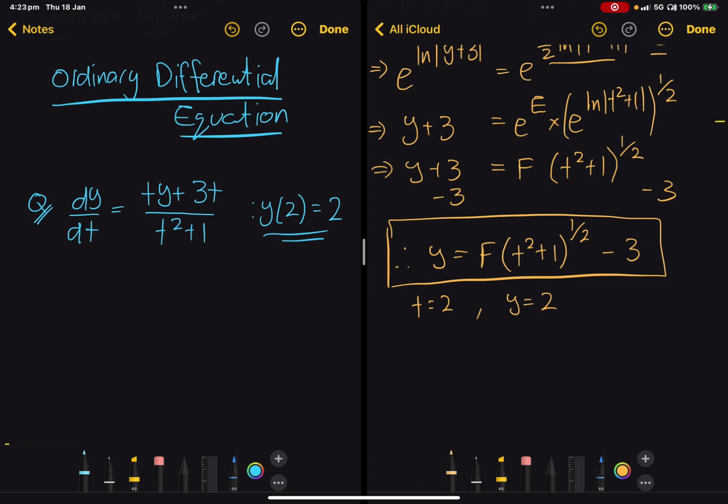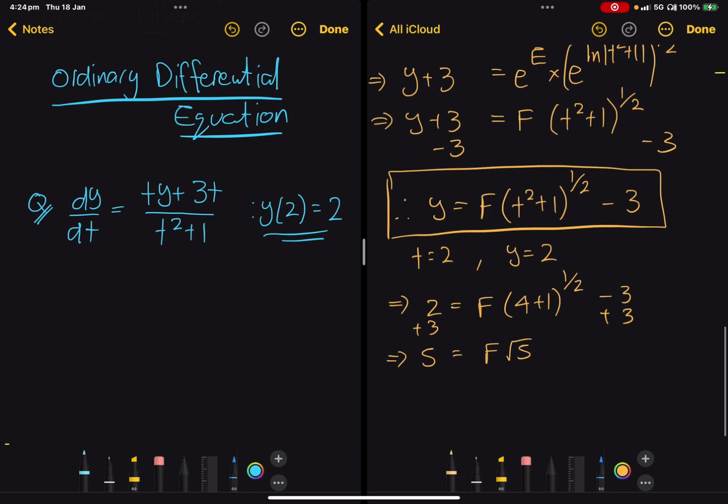We can solve for the f. That will be the specific solution. So now we get 2 is equal to f times (2 squared is 4, plus 1) to the 1/2, minus 3. So if we add 3 to both sides, we get 5 is equal to f times the square root of 5. Divide both sides by the square root of 5. This tells us that f is the square root of 5.